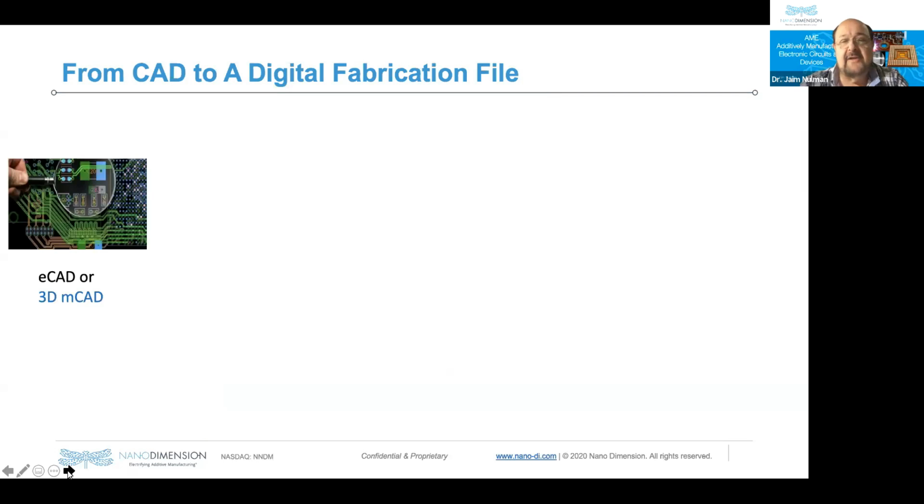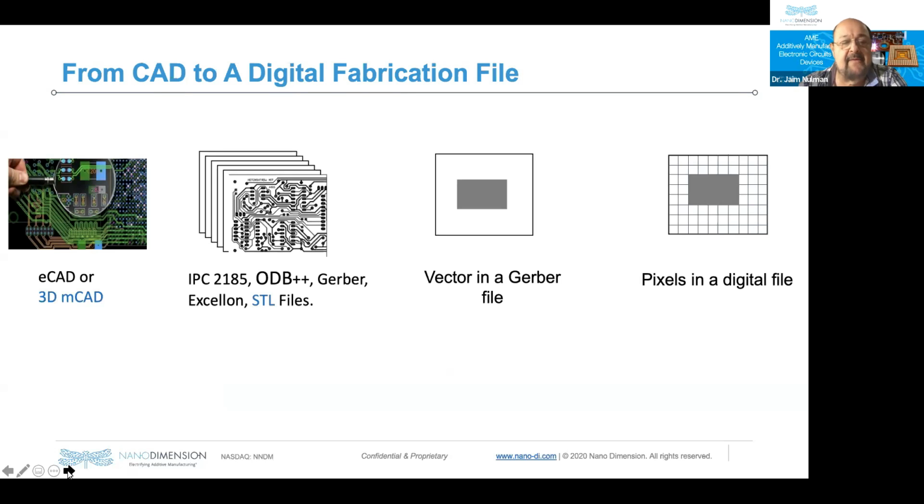So from CAD to a digital fabrication file, how do we do that, and what's the implication that we see here? We have the ECAD or mechanical CAD designs where the AMEs can be done. Then you use some of these standards like IPC-2581 with the outputs of ODB++ or Gerber, Excel, and STL files. And you go into what is called a vector in a Gerber file, which the system then translates to pixels in a digital file.